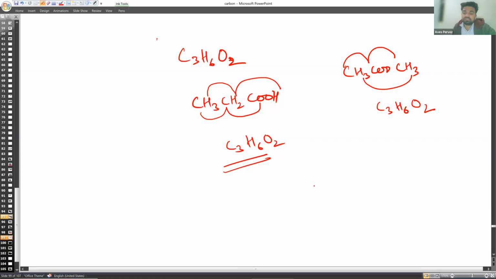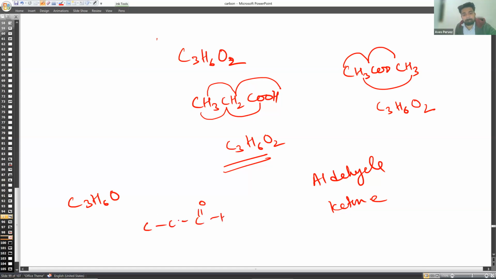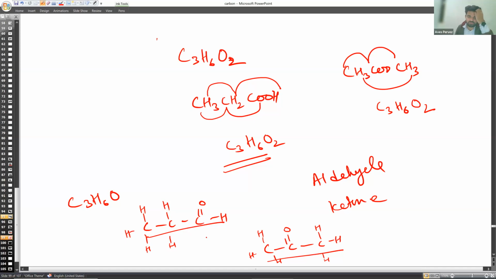Likewise, aldehyde and ketone have the same condensed formula. Like we are writing C3H6O. It can be a 3 carbon aldehyde, and similarly C3H6O can be written as a 3 carbon ketone. So this is propanal and this is propanone, and both have the same formula C3H6O.